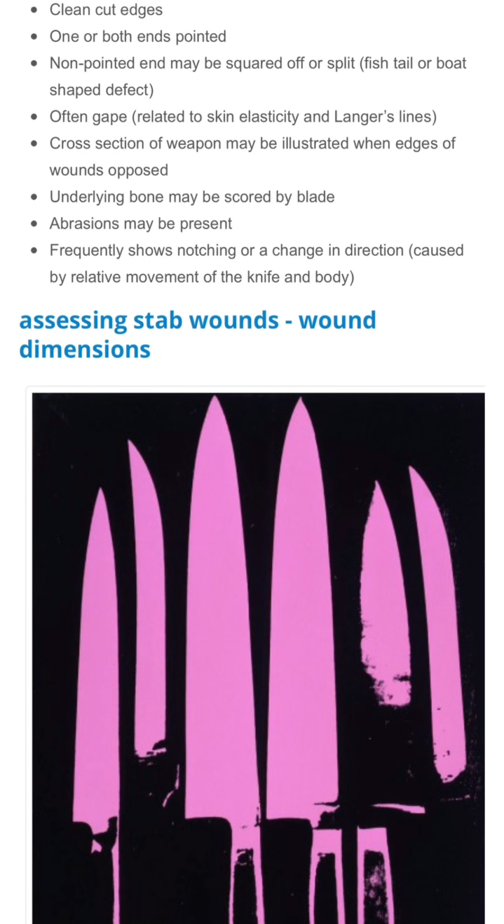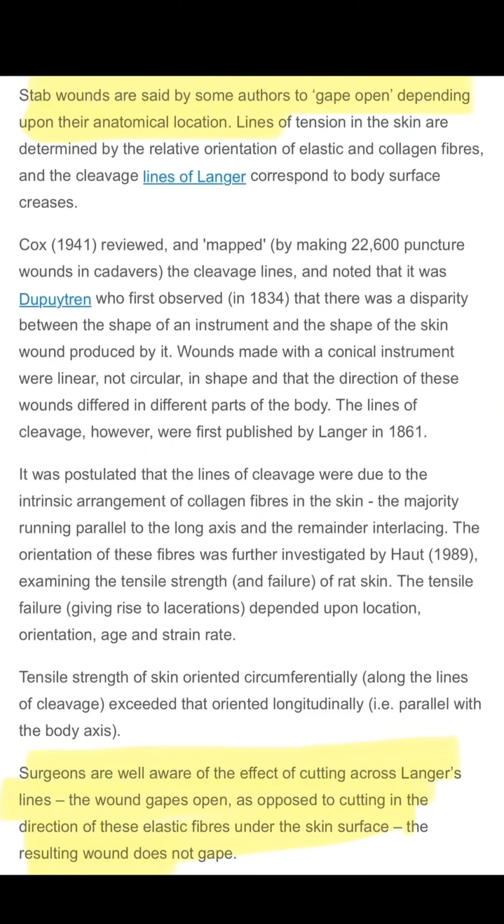One or both ends can be pointed. Non-pointed end may be squared off or split, fishtail or boat-shaped. Often gape, that's related to skin elasticity and Langer's lines. Cross-section of weapon may be illustrated when edges of wounds opposed. Underlying bone may be scored by a blade. Abrasions may be present, and frequently shows a notching or change in direction caused by relative movement of the knife and body.